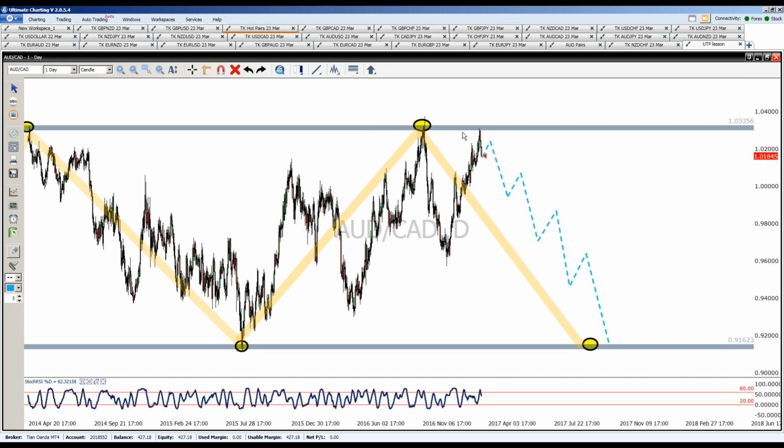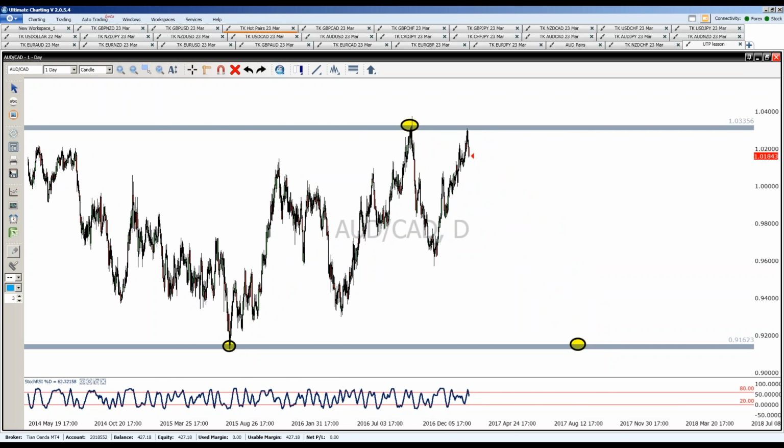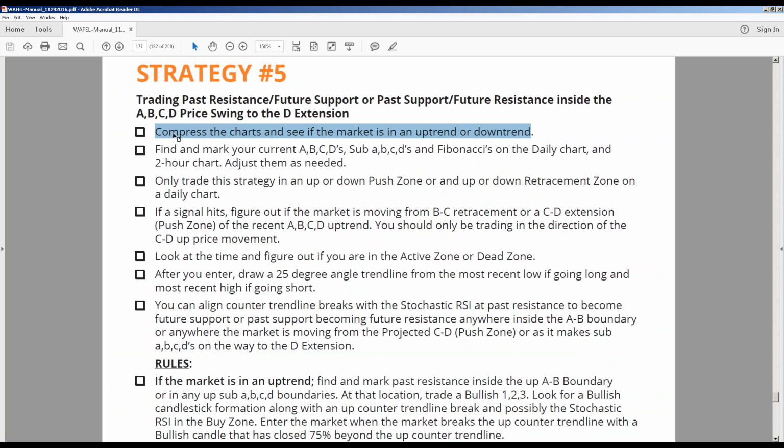Okay, money is made when we sell high and buy low again. Now the manual says compress the charts and see if the market's in an uptrend or a downtrend. We would be moving in a downtrend very soon. Find and mark your Fibonaccis on the daily and the 2-hour.